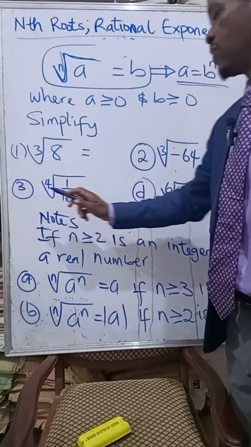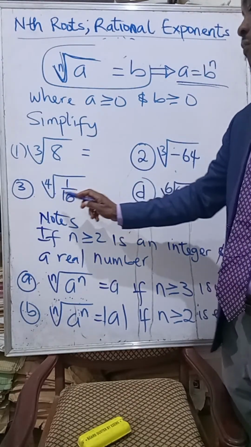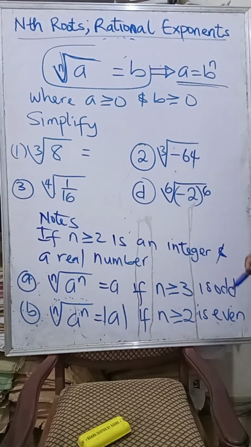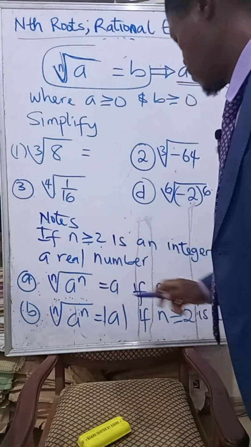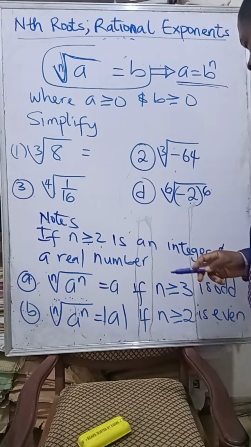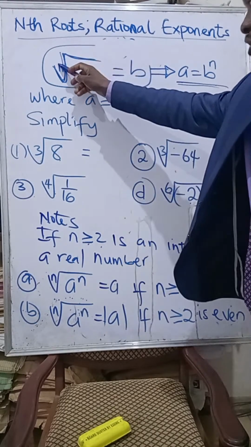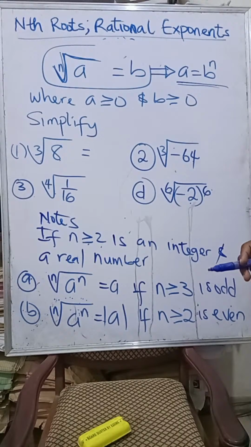The third one, we have the fourth root of 1 over 16. And we have also another one, 6 is inside these roots, and then we have 2 to the power 6. Then we say that n is greater than or equal to 2 and is an integer. It starts from 2 and above, and it's a real number, an integer and a real number.